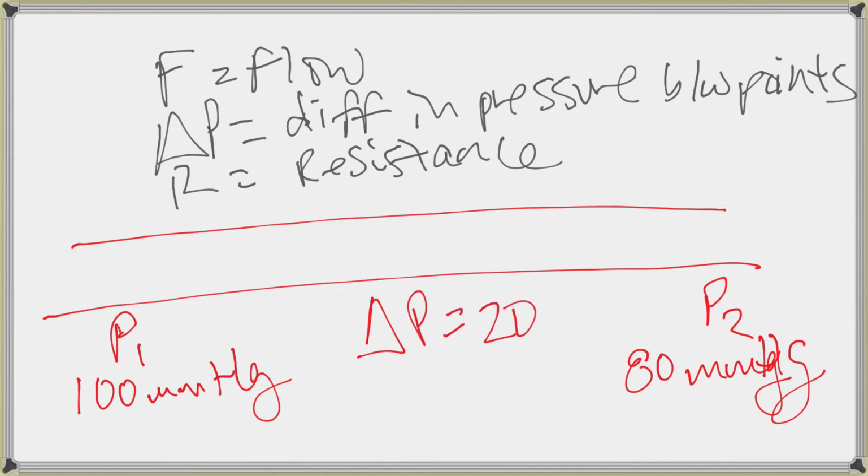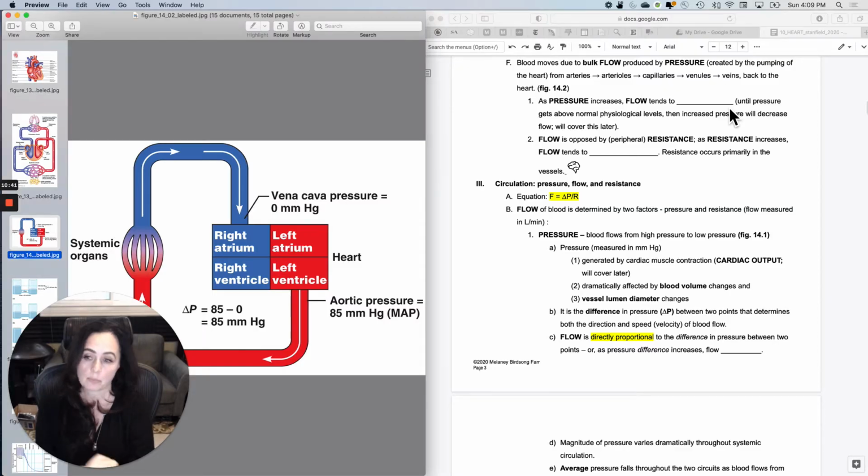Okay, so really what this means is that it's not the absolute pressure, it's the difference in pressure. Because if the pressure at point 1 and the pressure at point 2 were identical, you'd have no flow at all. But I'll elaborate on that in just a second.